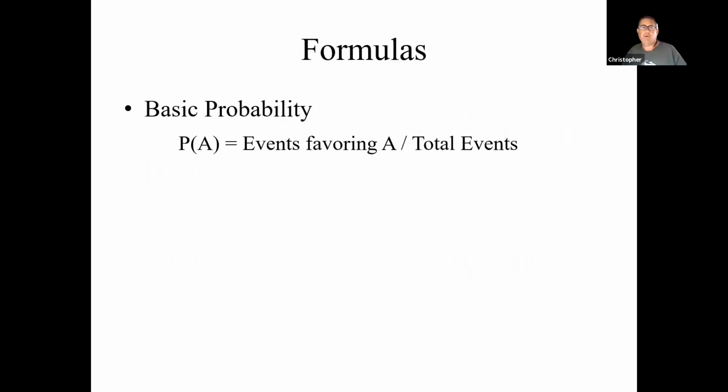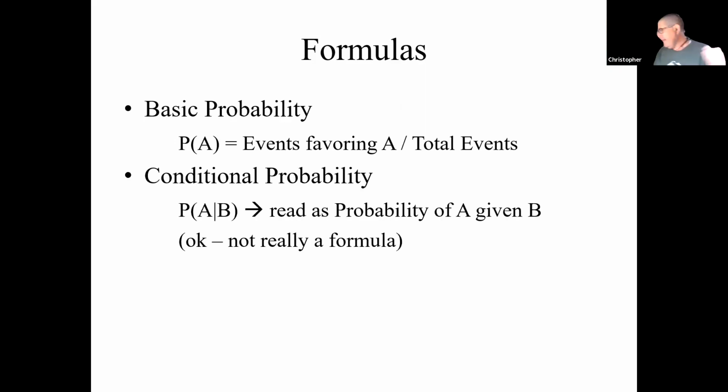All right, a couple of formulas. Basic probability, noted as probability of A. Events favoring A over the total number of things that can happen. That seems complicated, but it really breaks down rather simply in a second.